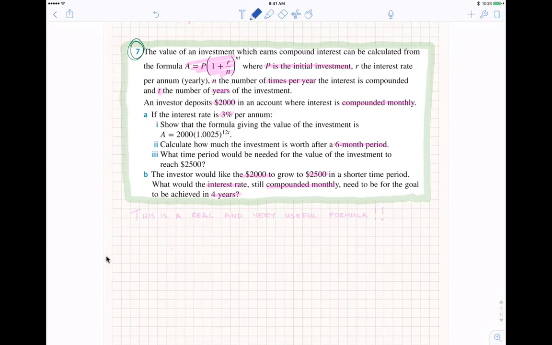So if we write a little list of the things that we know, we're given that the principal value, the initial investment, is $2,000. We are also given that the interest rate is 3%, which can also be written as a decimal, 0.03. And we're told that the compounding period is a month. So in 1 year, there are 12 compounding periods. So n equals 12.